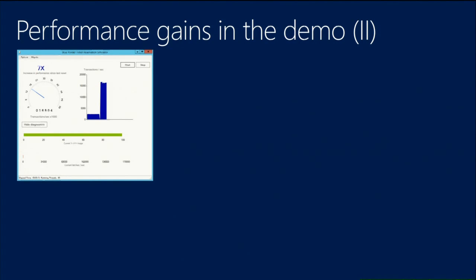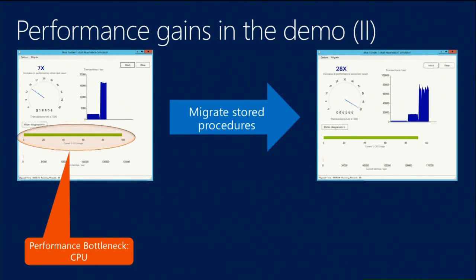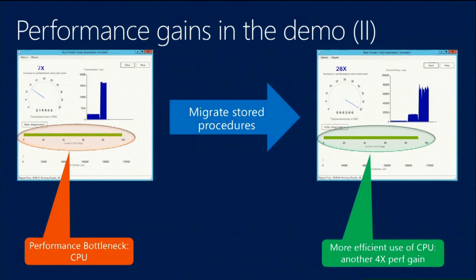Looking at the profile where we have just the in-memory tables, we saw that the performance bottleneck in this case is CPU. I'm using my CPU fully. So how can I use my CPU more efficiently? How can I use the same CPUs to do more work? Well, I migrated the stored procedures to natively compiled, and they use the CPU more efficiently. They require fewer instructions to do exactly the same work. So I get additional gain by doing that.